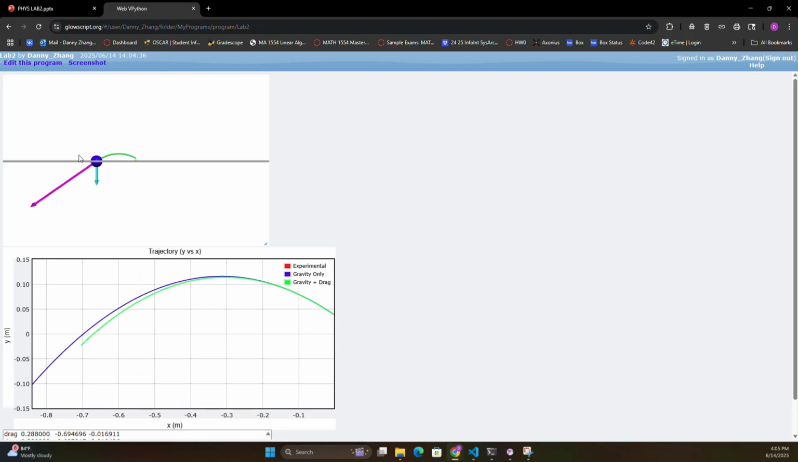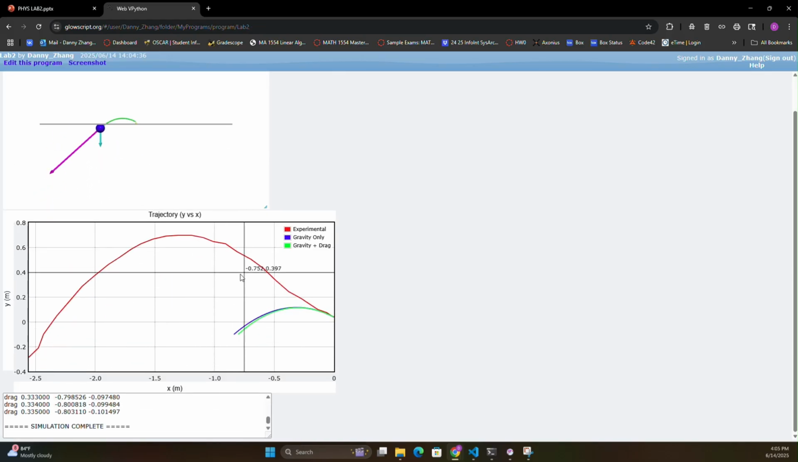Okay, let's run it. So here's the object roll in motion, and here are all three of my models side by side, and then I have the data that's being generated by the program. Here is the drag data, and here's my gravity-only data and my drag plus gravity data shown here.